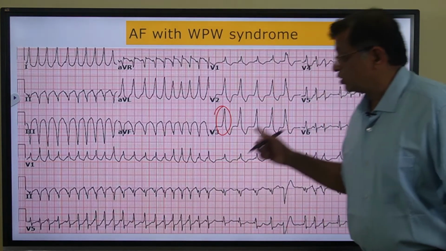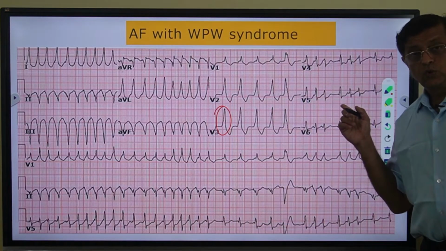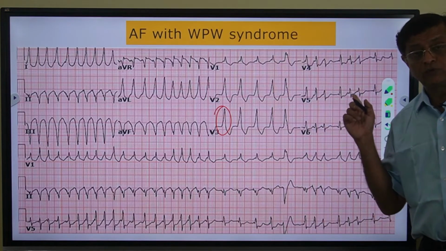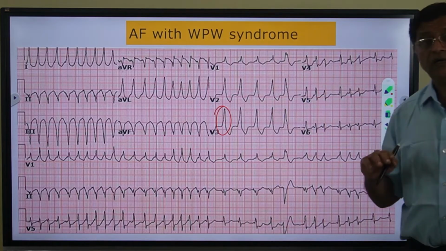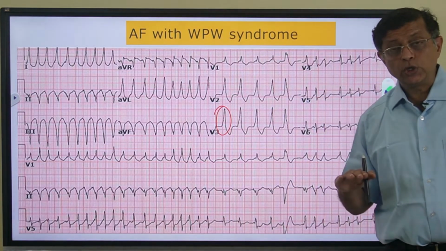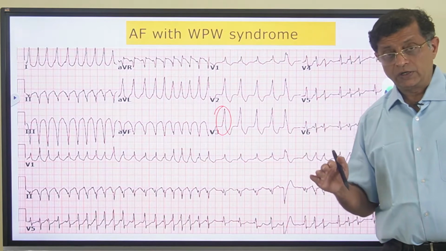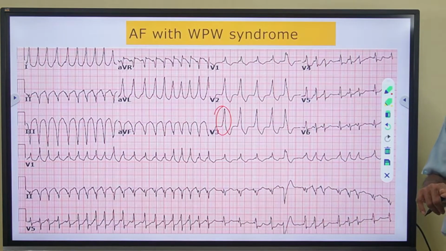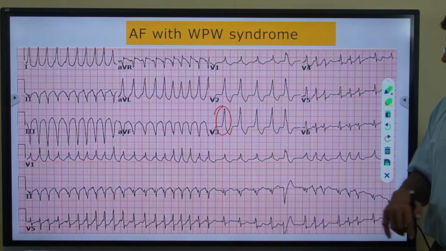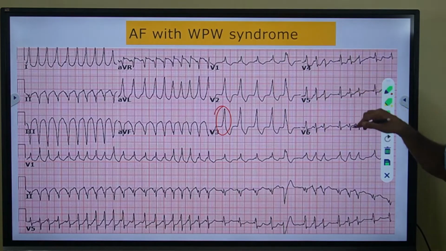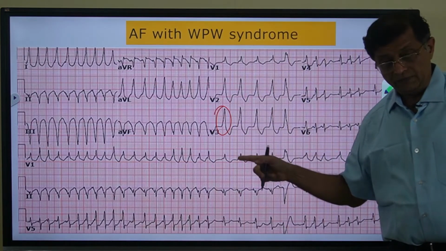So you have to remember that in this patient you must not give any drug which causes slowing of the AV conduction. For example, you cannot give amiodarone, you cannot give beta blocker, calcium channel blocker or digoxin, right? Otherwise, the conduction in the accessory pathway will increase and this patient will die.